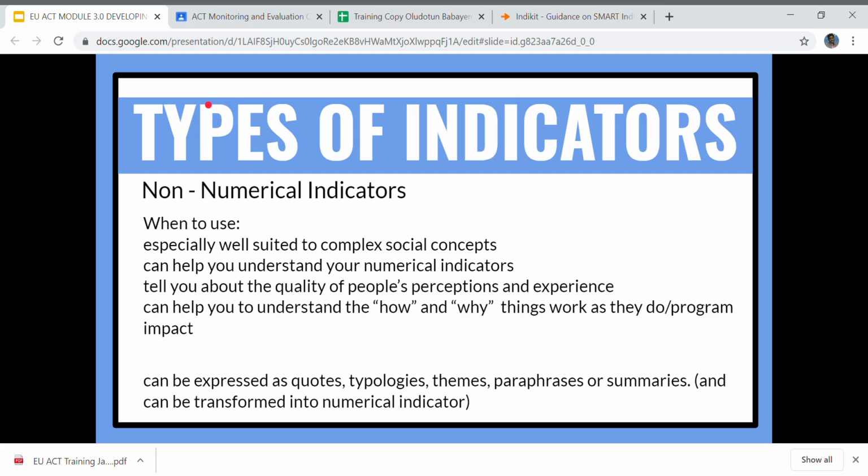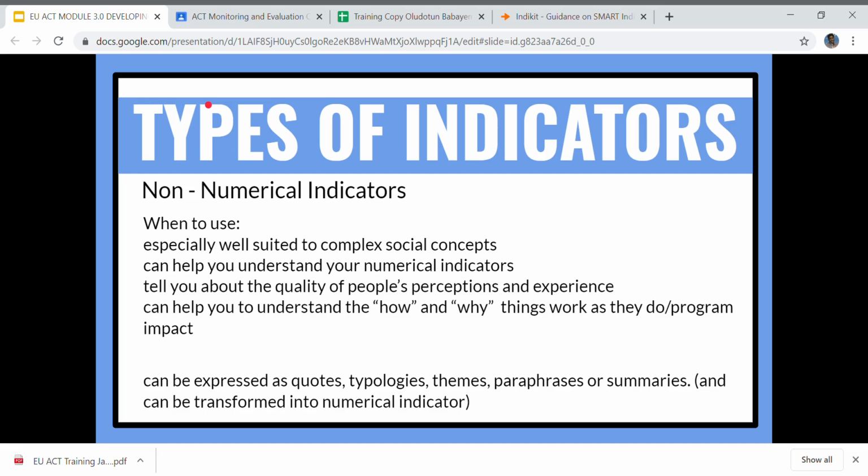Let's look at non-numerical indicators. Yes, we use these to explain complex social concepts, right? Like the rape case, very complex. Like irregular migrants, this is also complex. Drug abuse is a complex social concept.